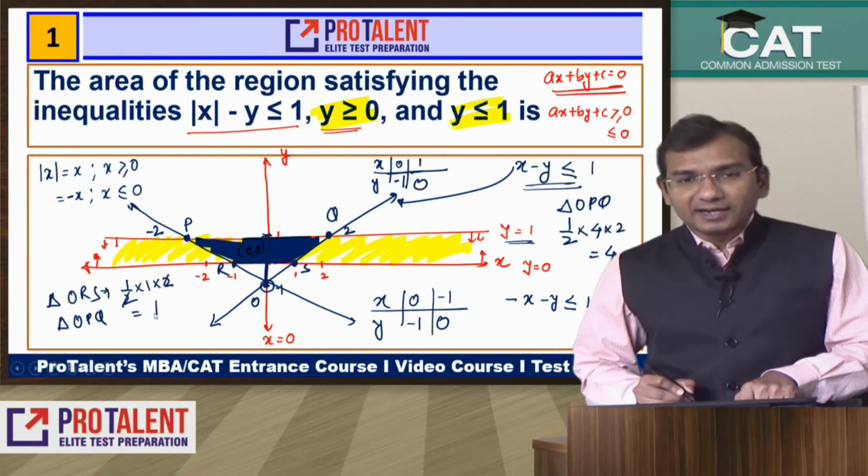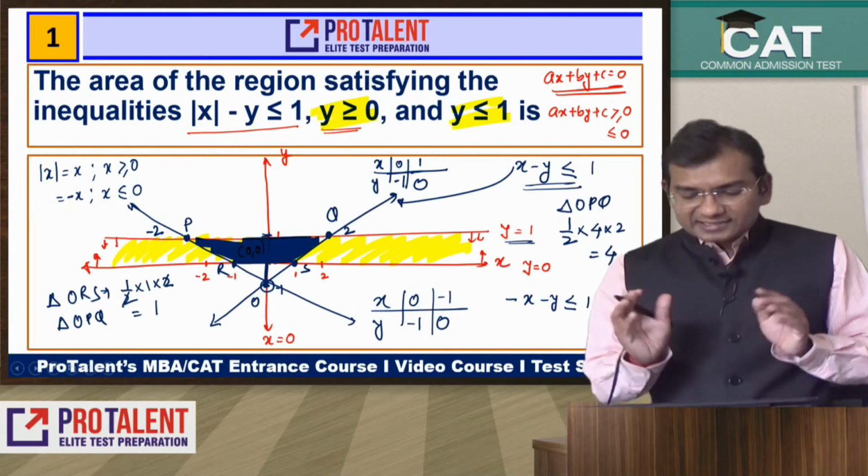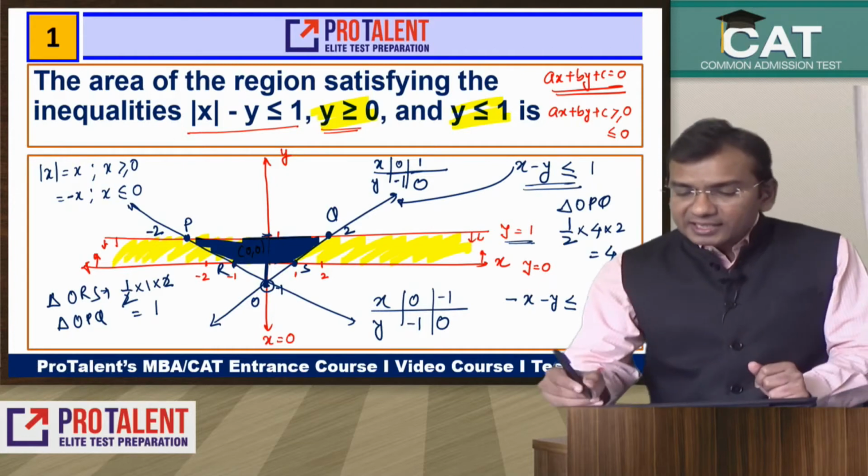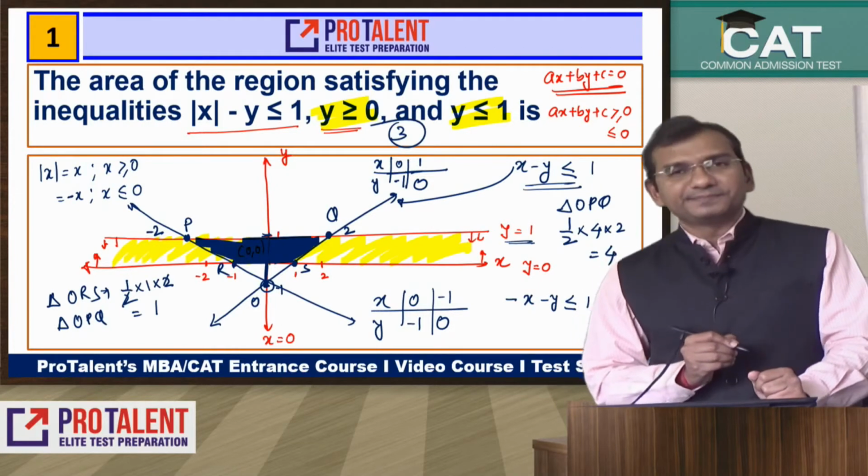So the area enclosed by this dark shade of blue is 4 minus 1, that is 3, and that is the answer. The answer is 3.